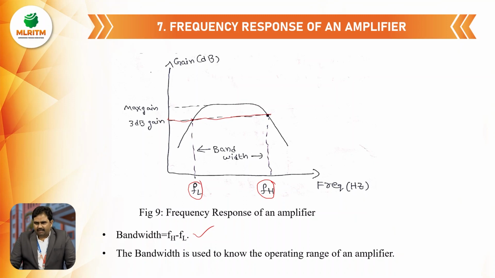And one more question, what is the necessity of finding this bandwidth? See, if we purchased an amplifier and we want to know during which frequencies it is going to amplify, that means to know the operating range of an amplifier, it is necessary to find out the bandwidth of an amplifier. Okay. So here I have highlighted that point. The bandwidth is used to know the operating range of an amplifier. Without knowing the operating range, we are not able to perform the amplification operation.